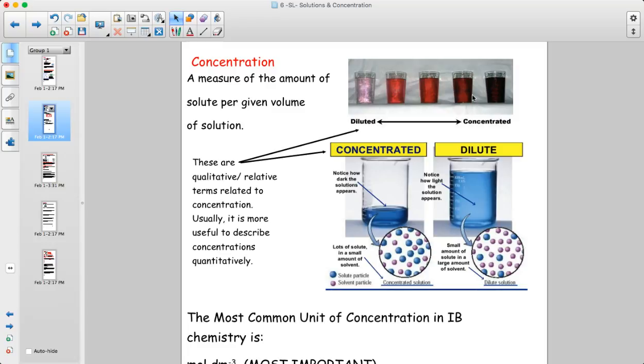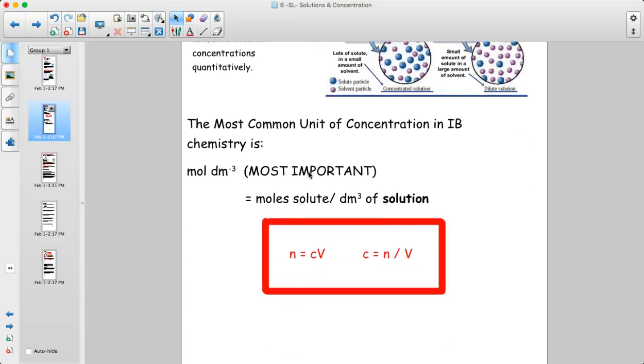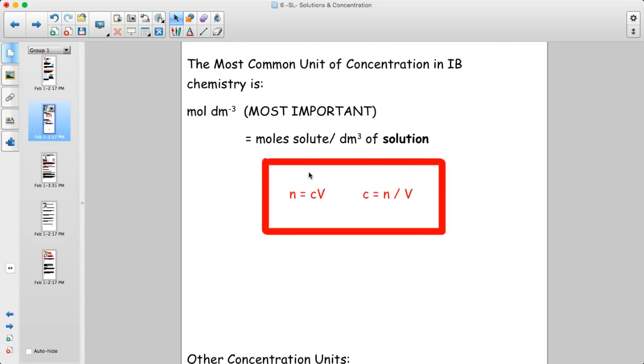If you thought about food coloring, if you added 1 drop, 2 drops, 3 drops, 4 drops, 5 drops into the same volume of water, well, you'd be getting progressively darker and darker solutions, more and more concentrated. So those are relative terms. But for us, we want to actually be able to calculate how much stuff, how many particles, or how many grams are in a given amount of solution.